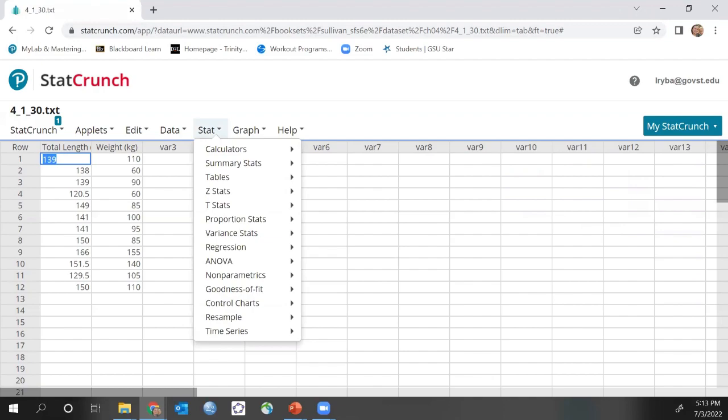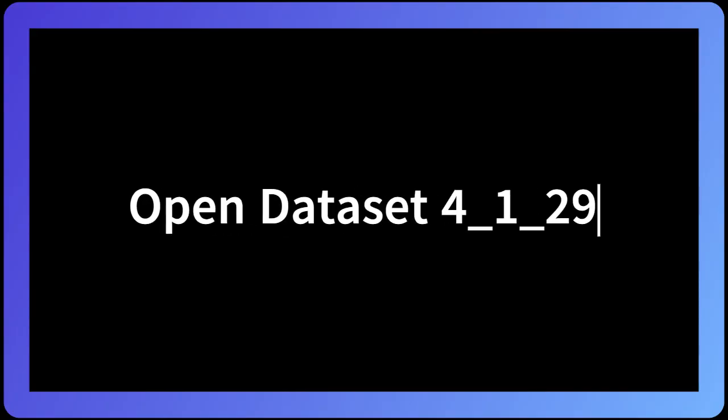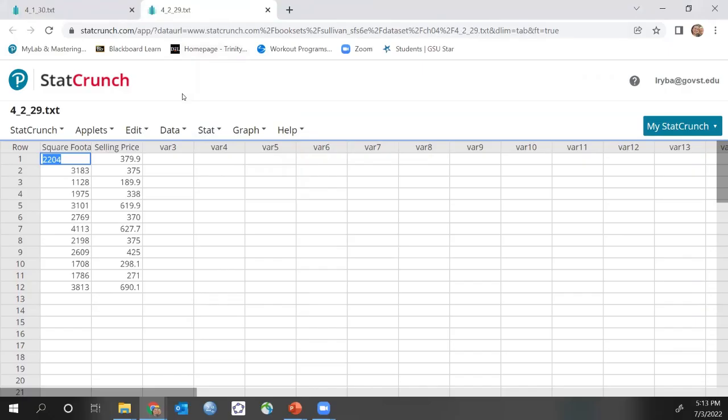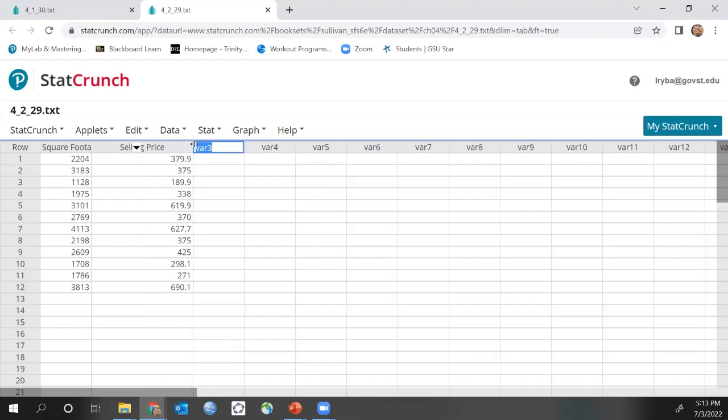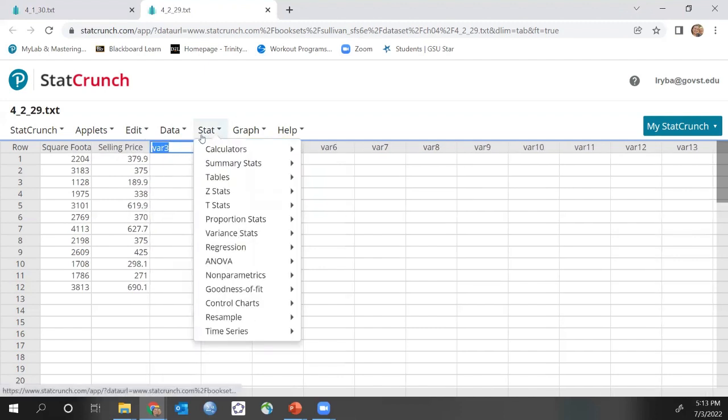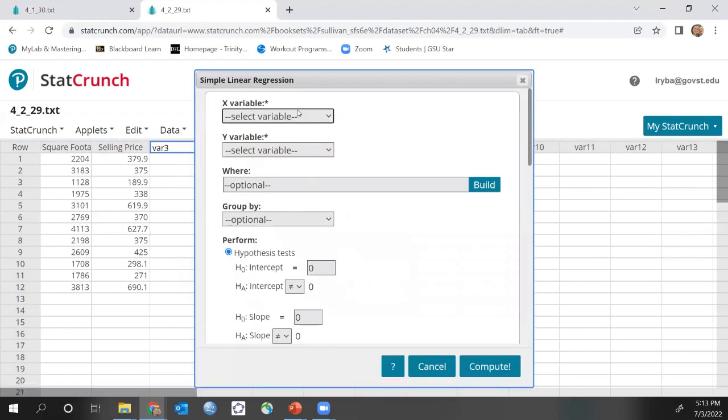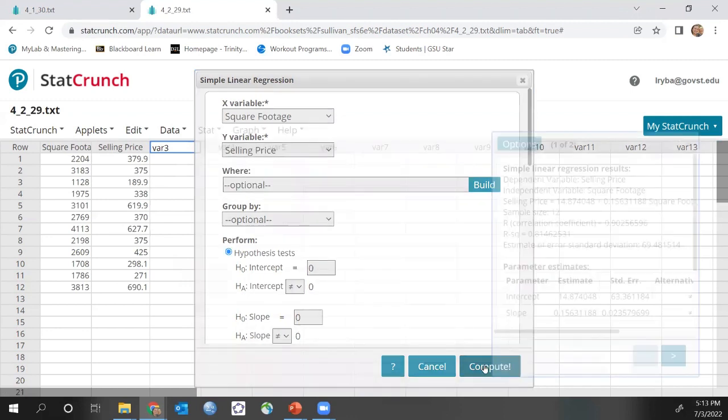Let me see if we can find another one here. Square footage of a house and its selling price. I'm assuming that this is in thousands. So 379,900, I'm going to guess. We go again, regression, simple linear. The square footage should determine the selling price of my house.